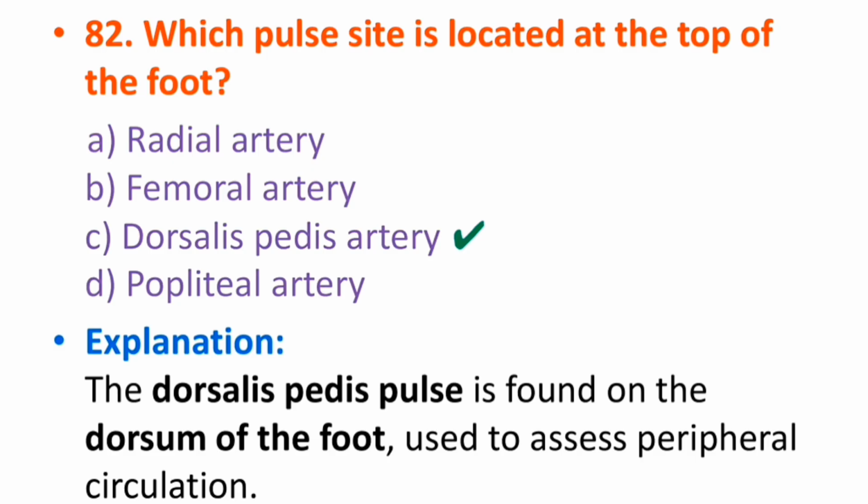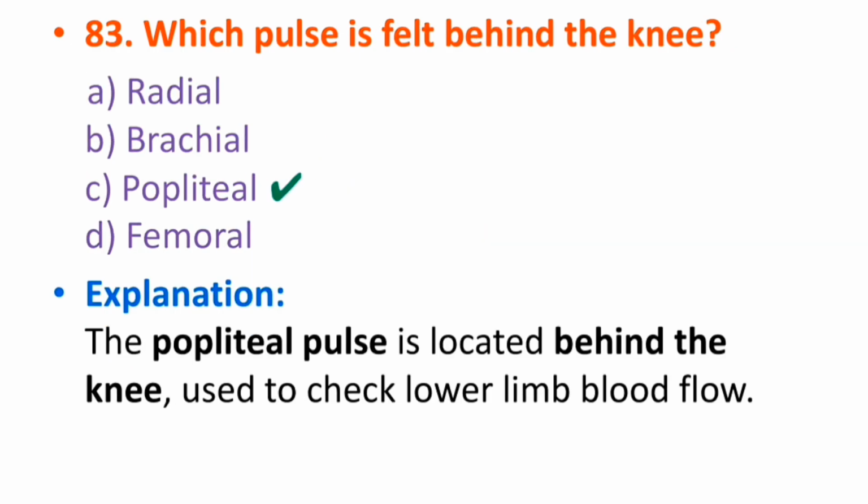Which pulse site is located at the top of the foot? Option A, radial artery. Option B, femoral artery. Option C, dorsalis pedis artery. Option D, popliteal artery. The correct answer is option C, dorsalis pedis artery. The dorsalis pedis pulse is found on the dorsum of the foot, used to assess peripheral circulation.